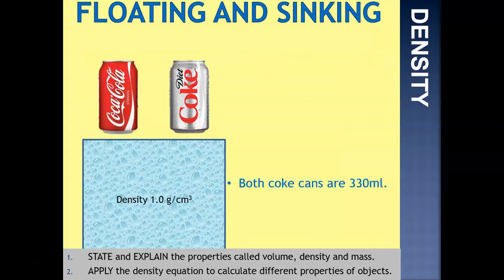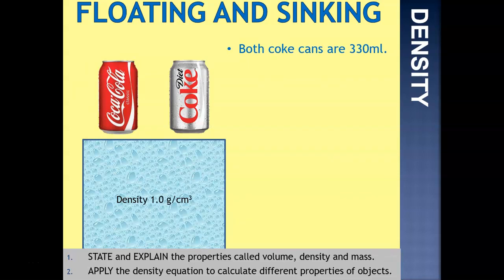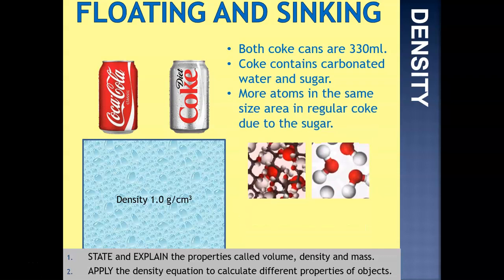Okay, let's have a look at this problem here. We've got both Coke cans here, Coca-Cola and Diet Coke. Both of them are 330 millilitres. Coke contains carbonated water and sugar. There's more atoms in the same size area in regular Coke due to the sugar. The Diet Coke doesn't have the sugar.